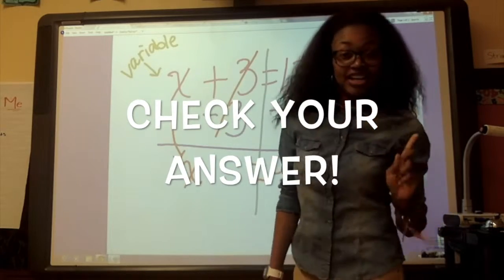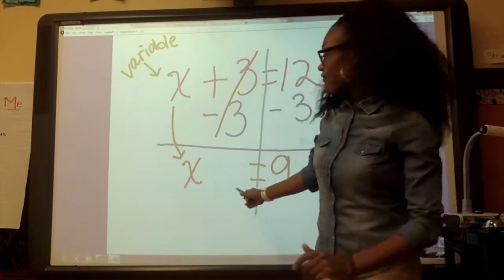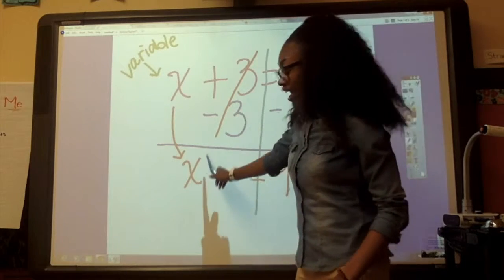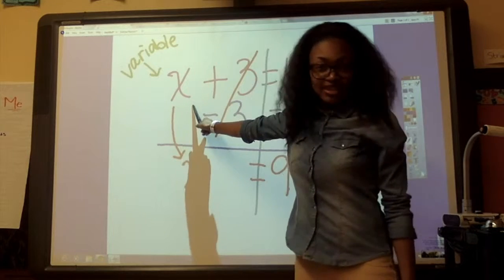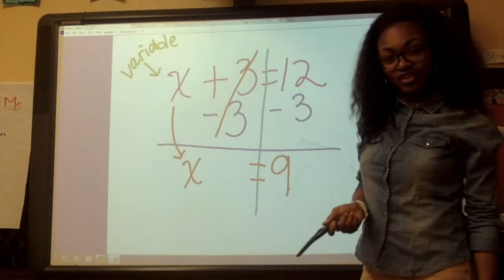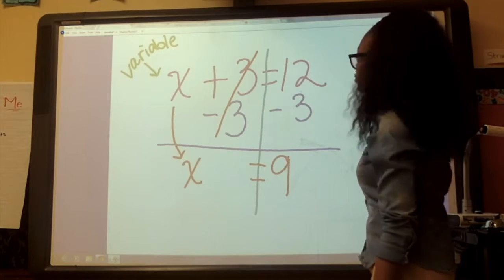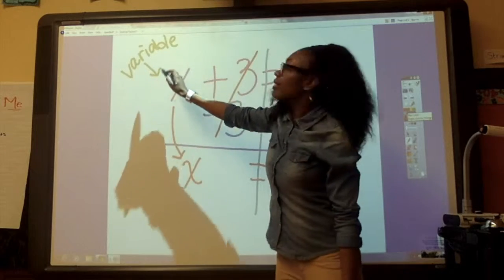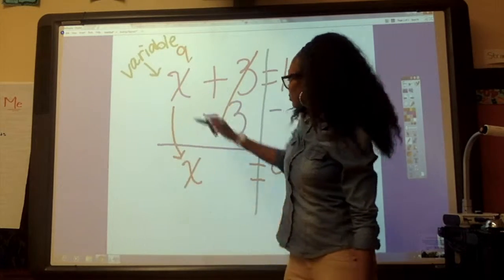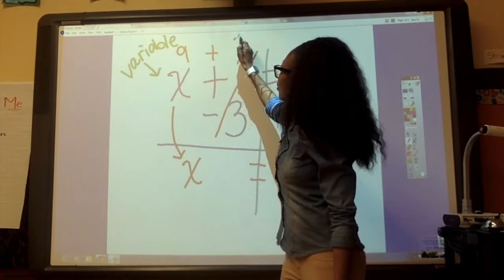So to check our answer to see if we're actually correct, I'm going to substitute in my value for x, which is 9. Substitute that in for my x in my original equation. So let's do it. I'm going to have, let's use orange, 9. I'll write it up here. 9, plugging in, substitute in that value, plus 3.